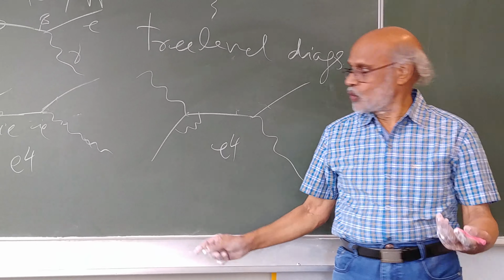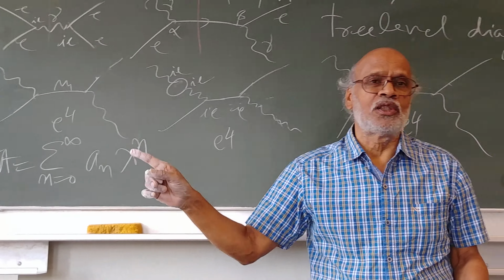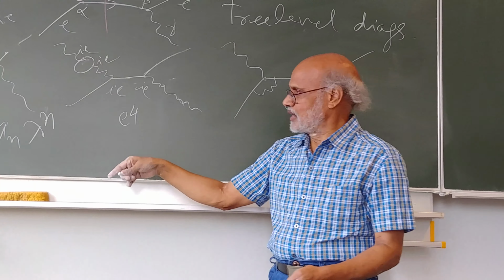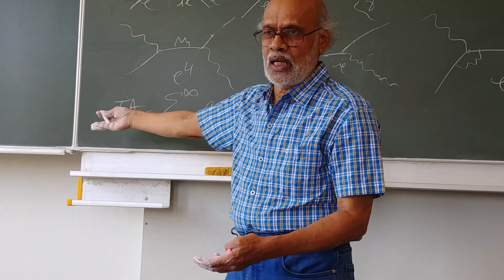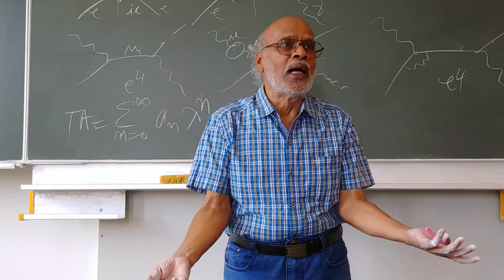So that means I can collect in my transition amplitude sigma over n equal to 0 to infinity a of n lambda to the power n. So eventually we would write down a perturbation theory also for the string field theory. And we will see analogously how it looks, because without that you cannot practically do anything in string theory.